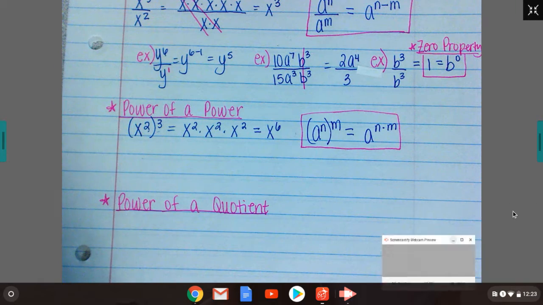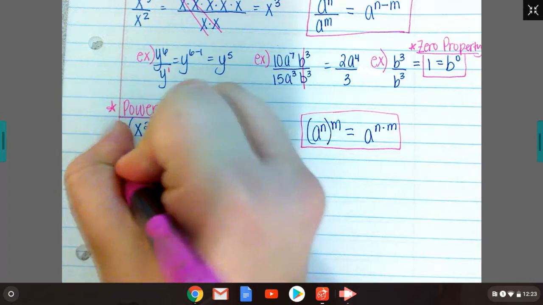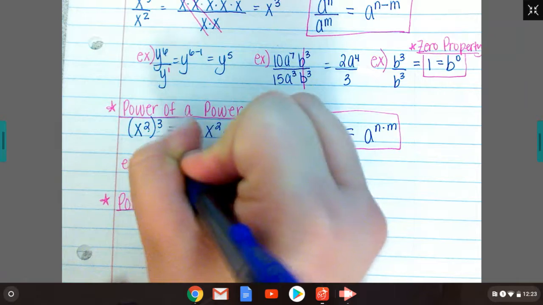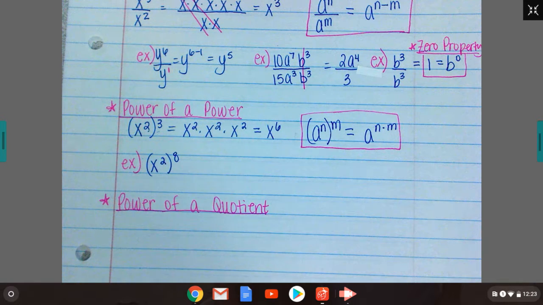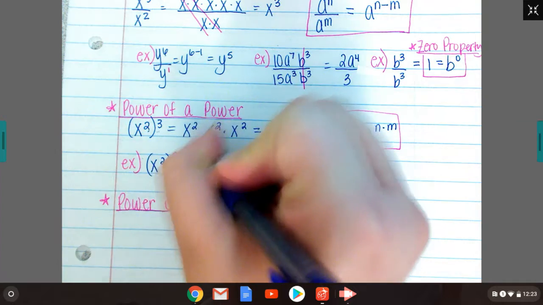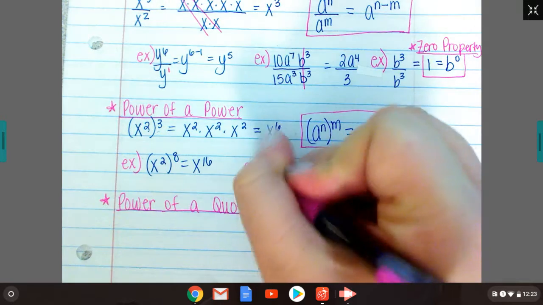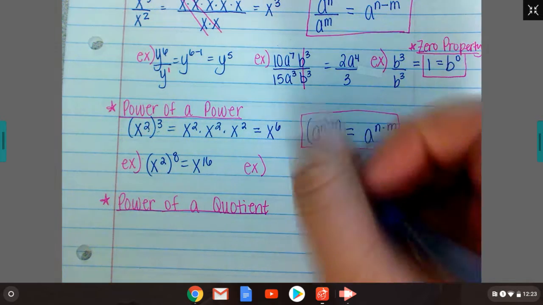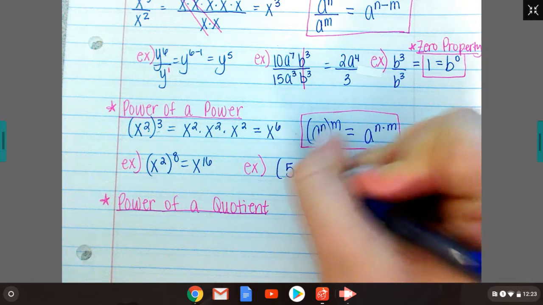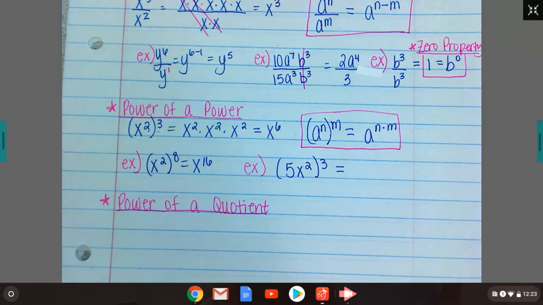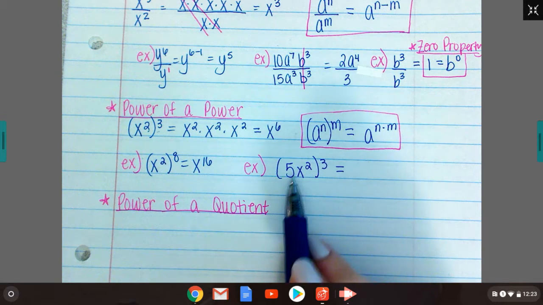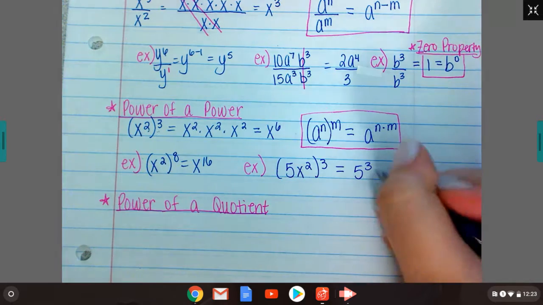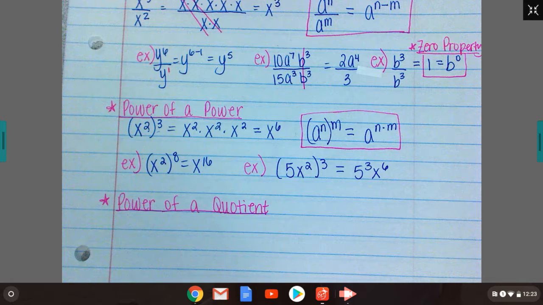All right, let's look at a couple examples of these guys. So if we had x squared to the 8th, we have simply x to the 2 times 8, or x to the 16th. Another one, what if I had 5x squared to the third. On this one, you can kind of just distribute this third in. So this was 5 times 5 times 5 is 5 cubed, and x squared times x squared times x squared is x to the 6th. So there's a couple more examples of those.